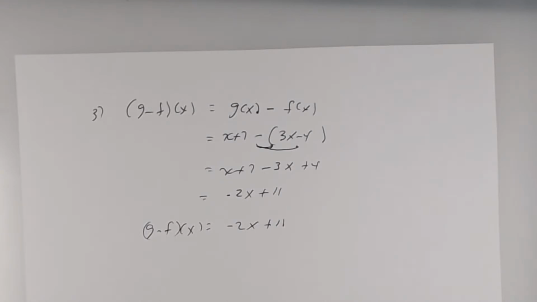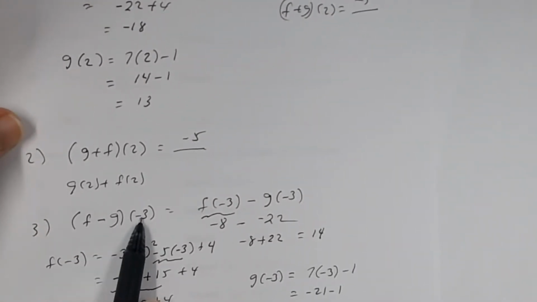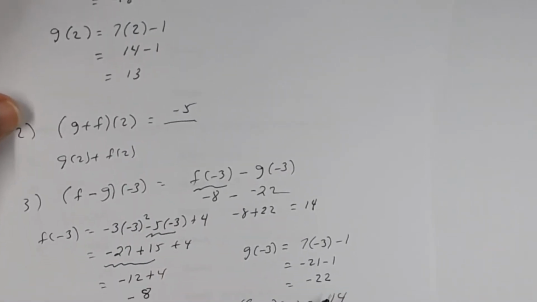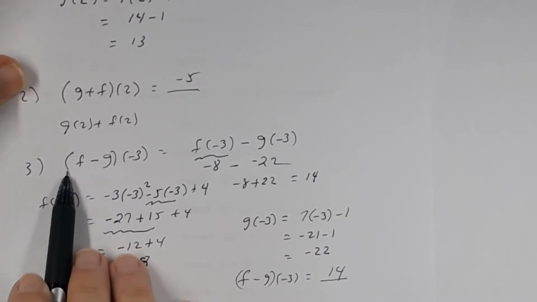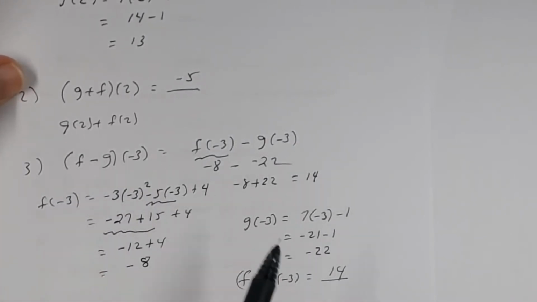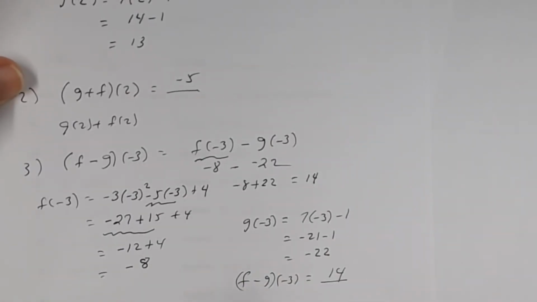Now, I want you to remember something, guys. Look, going back to your previous lesson, when we found f minus g at negative 3, we said that was equal to what? 14, right? When I found g minus f at negative 3, what was our answer? Negative 14. It was just the opposite, right?